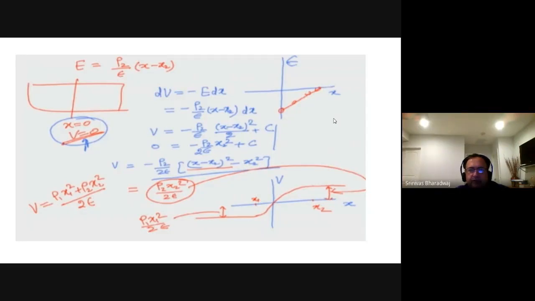Therefore, using that, when you do the integration, you will end up with x square by 2. So when you integrate x dx, you will end up with x square by 2, which is the potential. So V versus x will be somewhat like a polynomial curve.